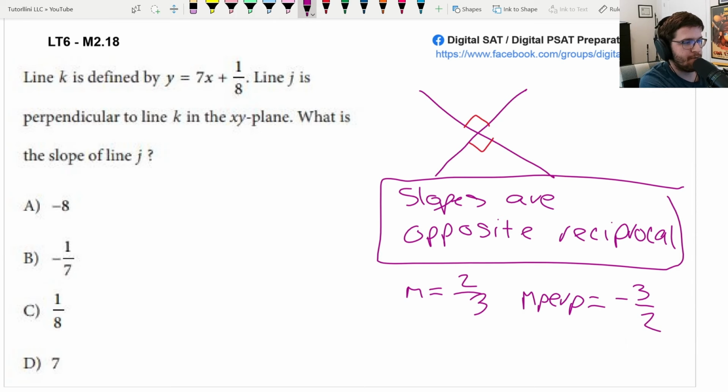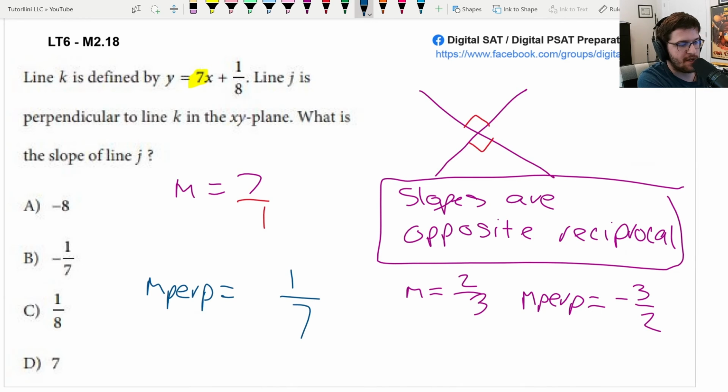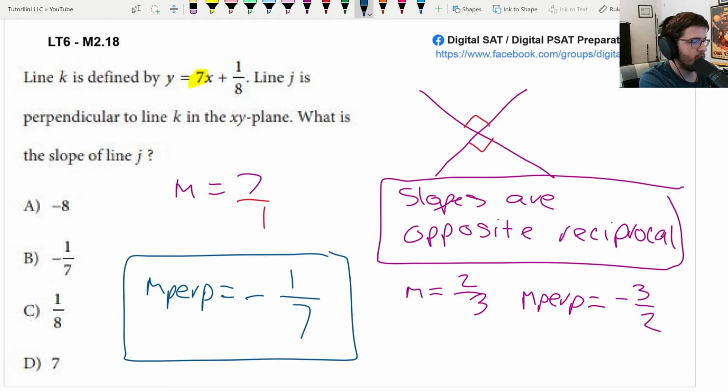Anyway, so this one, if we do mx plus b, we see that the slope of the first line is 7. So 7 is the same as 7 over 1. So the perpendicular slope, we flip it, 1/7, but then I have to change the sign. So it's positive, so I have to make it negative. So the answer is B, and that is correct. I suppose if you weren't sure, you also could guess and check using Desmos, so I'll do that now.